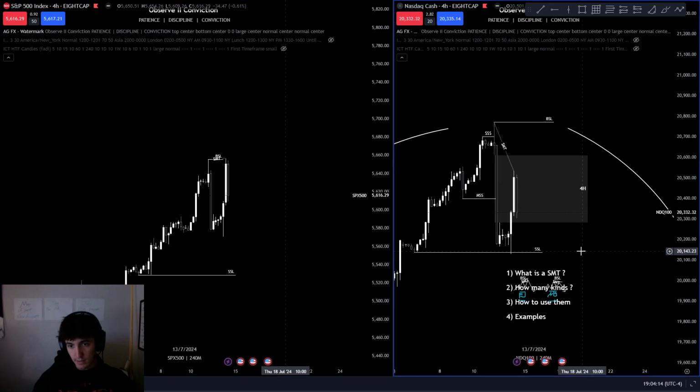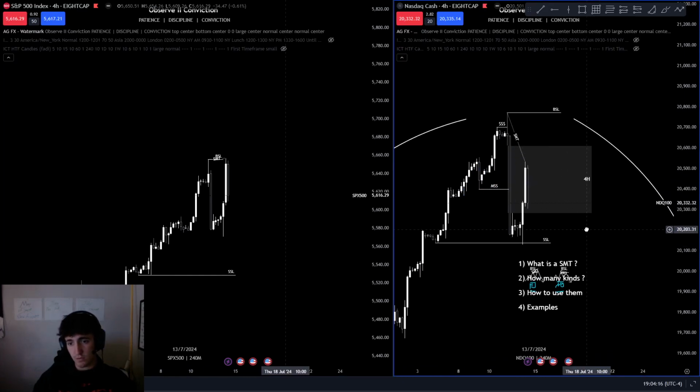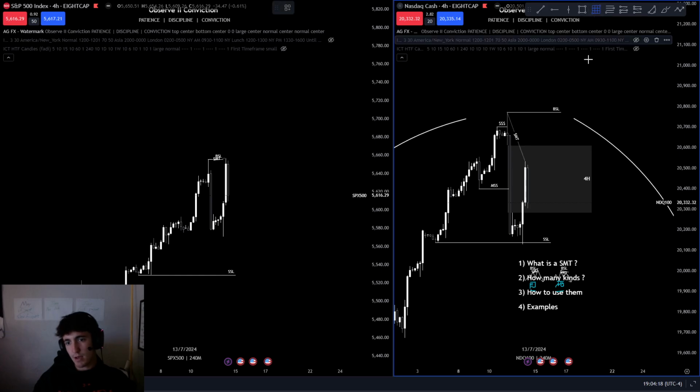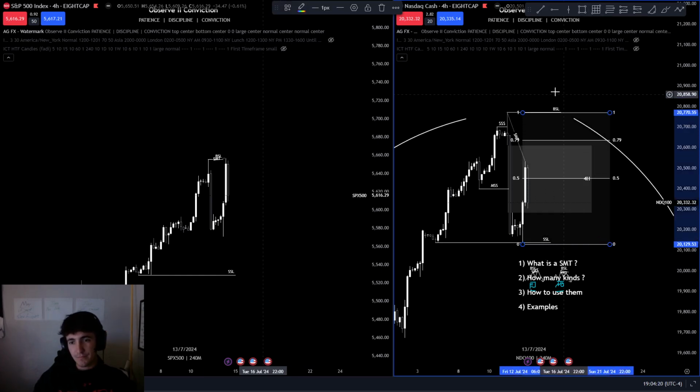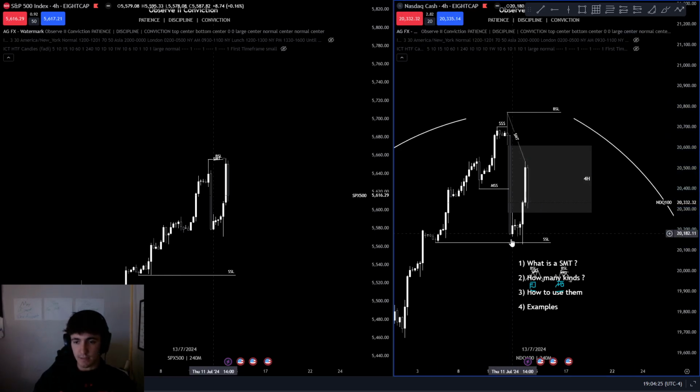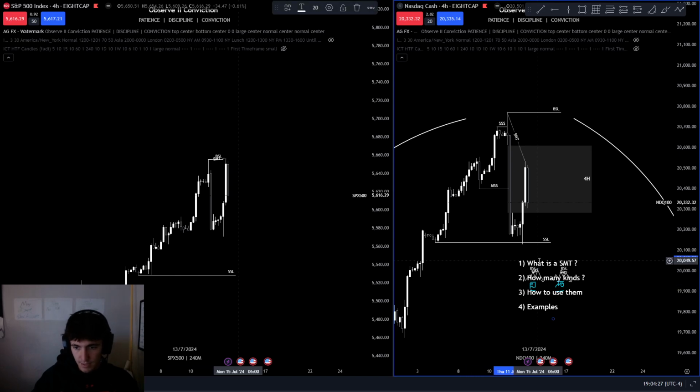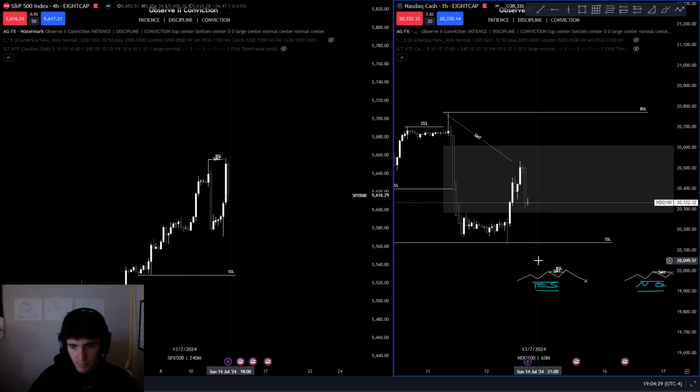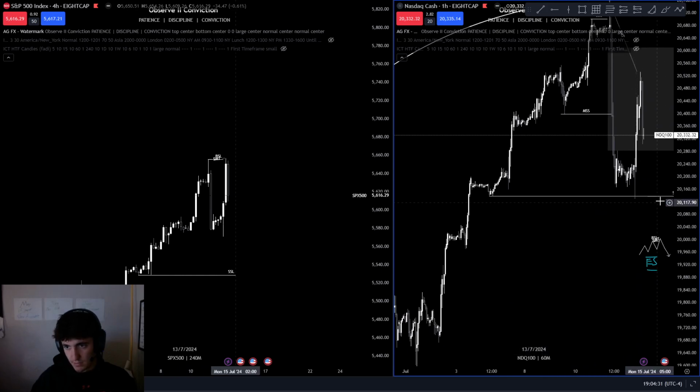But it's looking like the NASDAQ had a big market structure shift on the 4-hour, and it's inside this imbalance and it's at premium, so it looks like this SMT is going to hold. I would say this is a valid bearish SMT. So now let's go down to the hourly and look at a bullish SMT, because that was a bearish SMT.